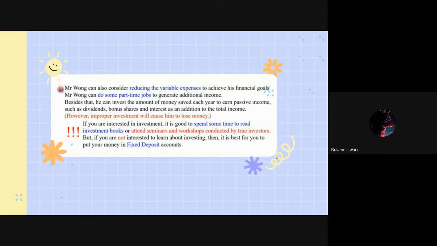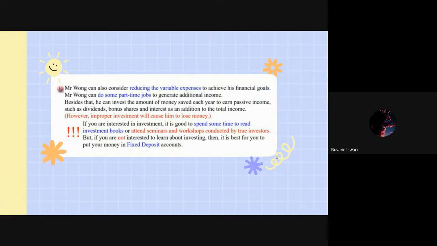By practicing the above two suggestions, his additional savings will come to around 225 ringgit, because of the 100 ringgit he's saving from petrol and the 125 ringgit from the travel expenses, giving him an additional saving of around 225 ringgit. And the last one, Mr. Wong can also consider reducing the variable expenses to achieve his financial goals.